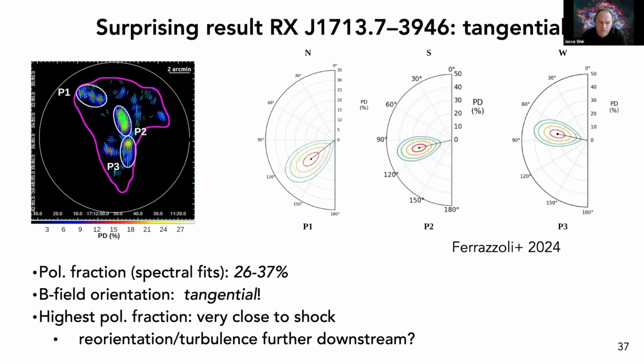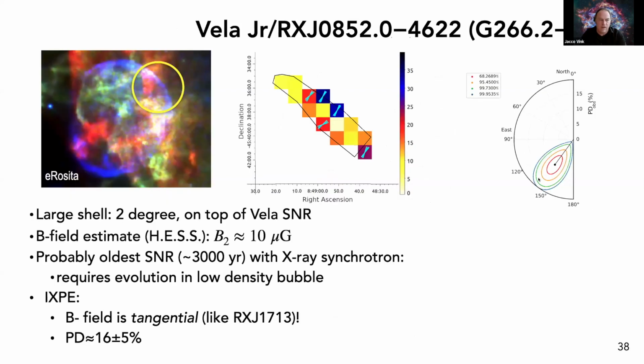The highest polarization fraction is very close to the shock front. So it could be that if you go further downstream, you have some stretching, and that sort of depolarizes the signal. It's a very solid detection, as you can see here, right? If the outer contour doesn't reach the zero, we have a very good detection. So this is, I think, a 5 sigma detection.